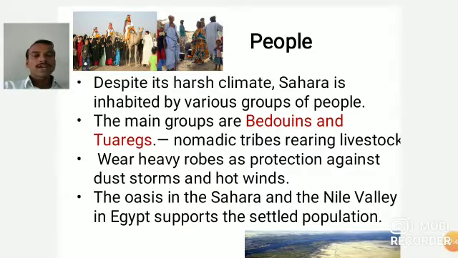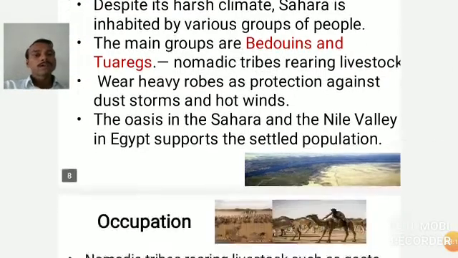The oasis in the Sahara Desert and the Nile Valley in Egypt support the settled population. If there were no oasis or Nile River or Nile Valley in Egypt, people could not live in those areas, because people need water and some food, which can be produced only where water is available. Due to the Nile Valley or oasis, people settle in the Sahara Desert.